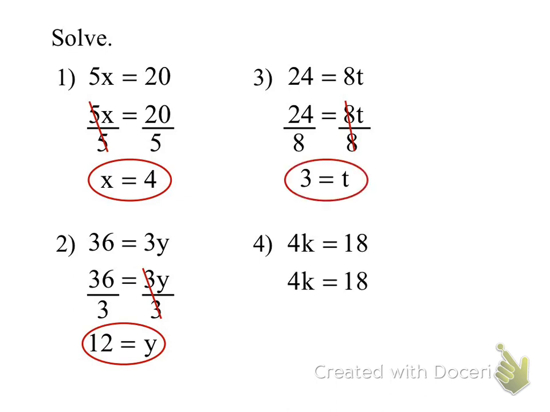Divide by 4 on both sides. And we are left with k equals 18 over 4, right? It's not a whole number, so you can leave it like that, but I want you to reduce it. What number divides into both parts? 2. So when I divide both numerator and denominator, I end up with 9 over 2.